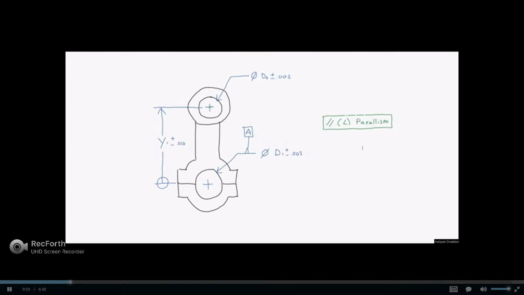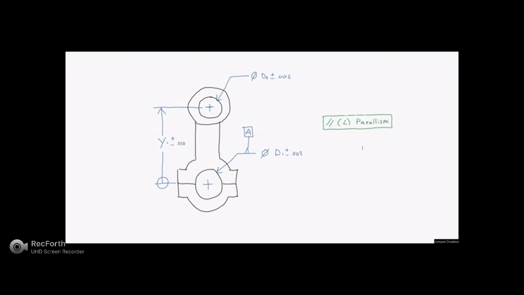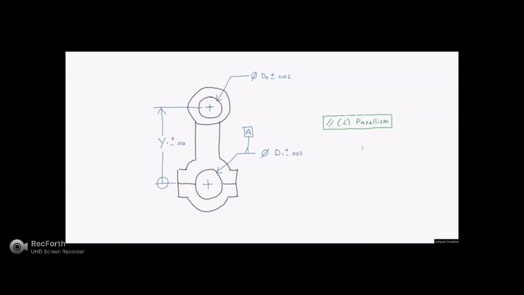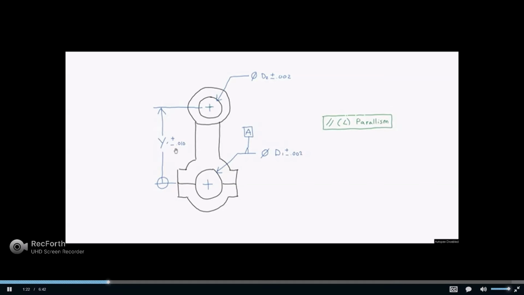It has some diameter D sub 1 plus or minus 2 thousandths. And we have located the upper diameter, which is specified as a diameter of D sub 2 plus or minus 2 thousandths, with a dimension origin. And the dimension origin is indicating that we will measure from the lower hole to the upper hole to some distance Y sub 1 plus or minus 10 thousandths.